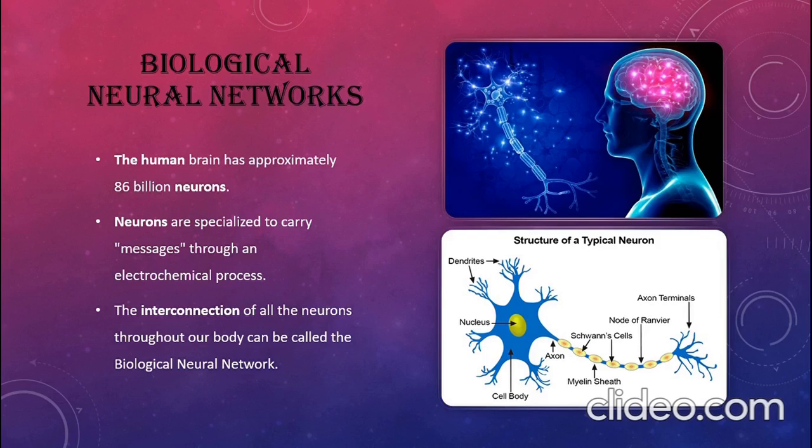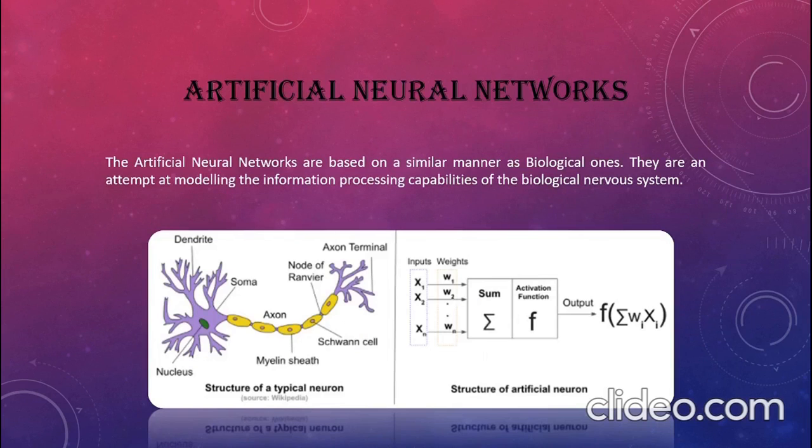The artificial neural network is based on a similar manner. They are an attempt at modeling the information processing capabilities of the biological neural system. The nodes in an artificial neural network are equivalent to those of our neurons, whose nodes are connected to each other by synaptic weights, or simple weights, equivalent to the synaptic connections between axons and dendrites of the biological neuron.